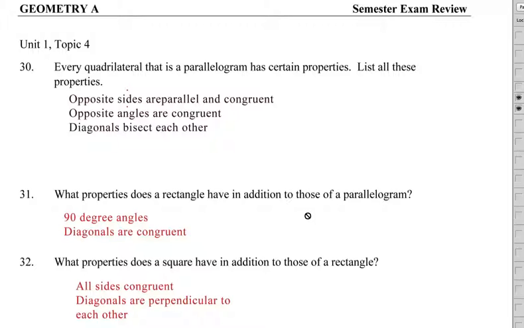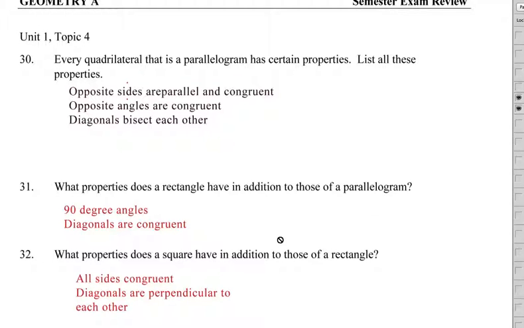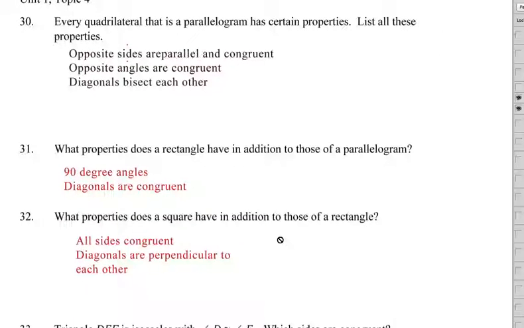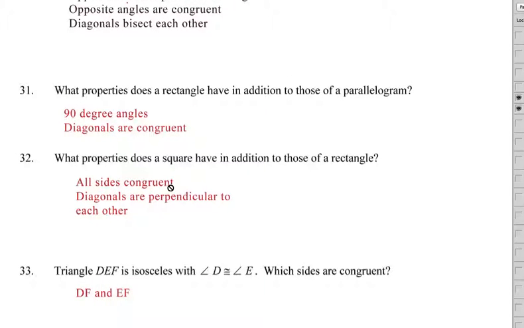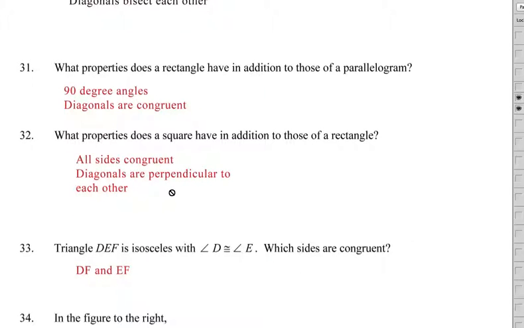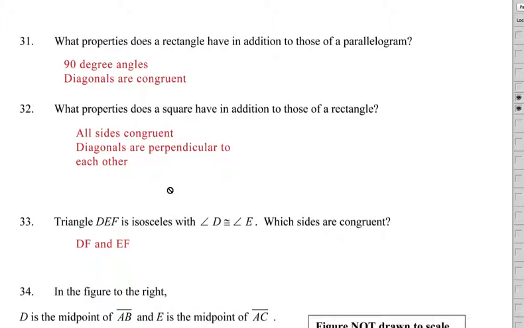And right here, a rectangle has a couple of additions. Okay, rectangle, you know, all angles are 90 degrees, right? Then we have, their diagonals are actually congruent. Okay, for parallelogram, one diagonal is longer than the other one. Then here it talks about square. Okay, the squares, all sides are congruent, right? You know that, but the diagonals are actually perpendicular to each other. Okay, that's 32. So we're going to draw a picture and make sure you understand that.